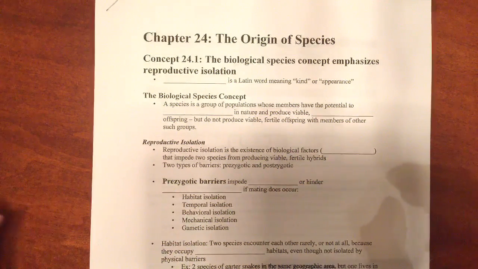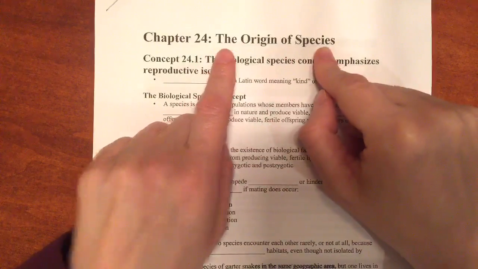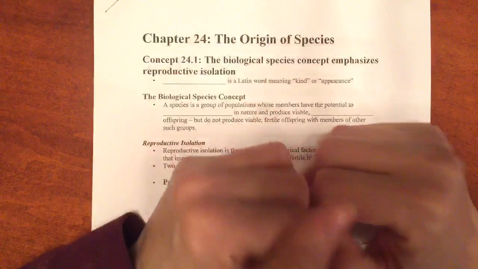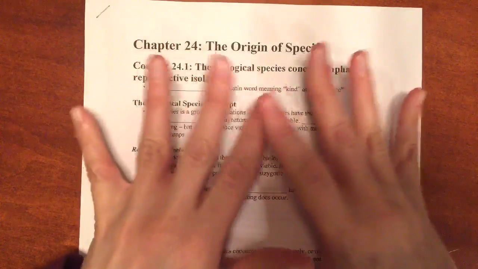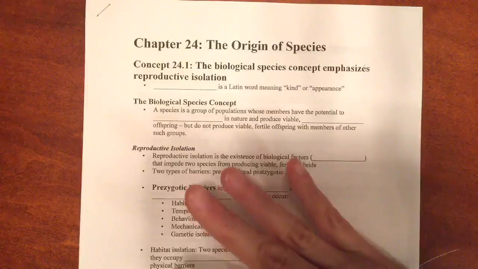Okay, so here we are with chapter 24. As you look at the title, it says the origin of species. So now we're going to start talking about how speciation occurs and the situations in which it does. So what do we mean by speciation?